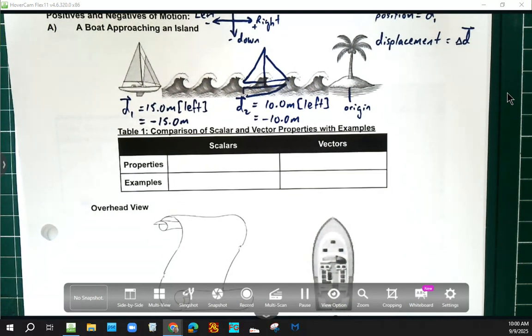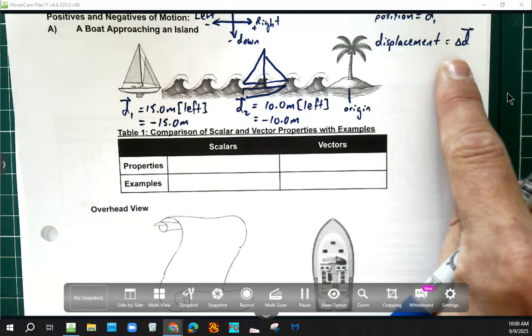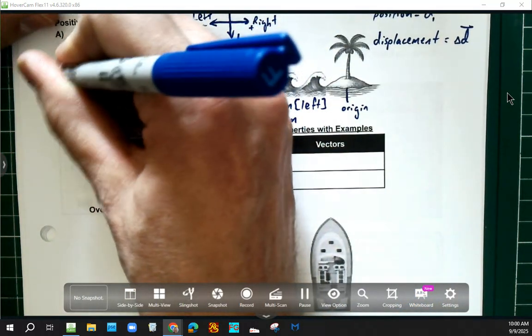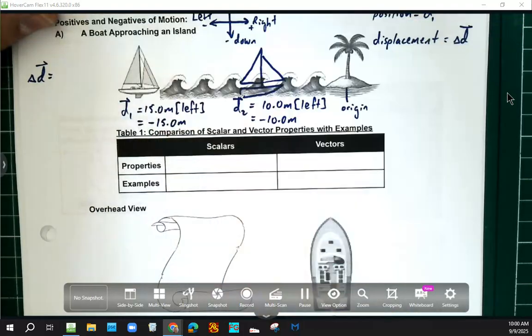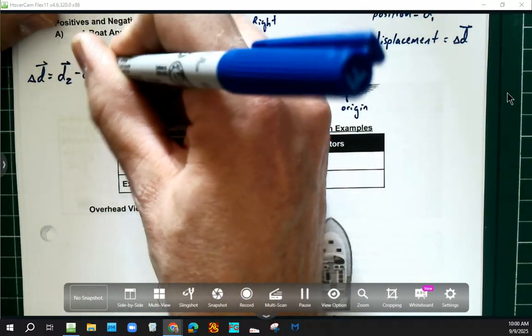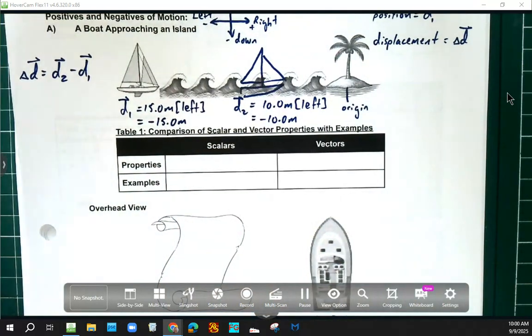All right, so if I was going to deal with the displacement, I've acknowledged that displacement is a thing. What's the formula for displacement? Well, I was harping on this idea of it being a difference. It's D2 minus D1. And here I am defining displacement as a formula.